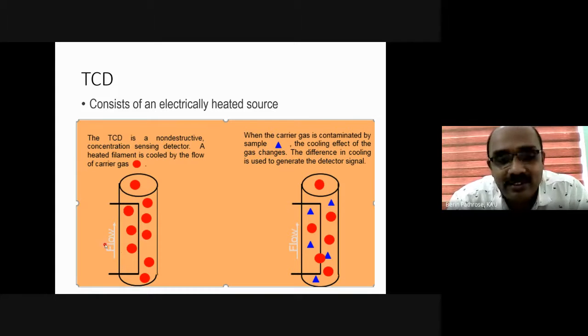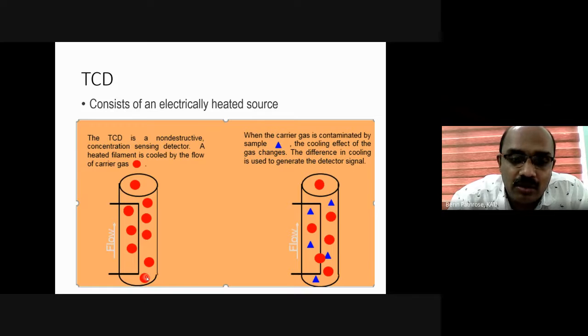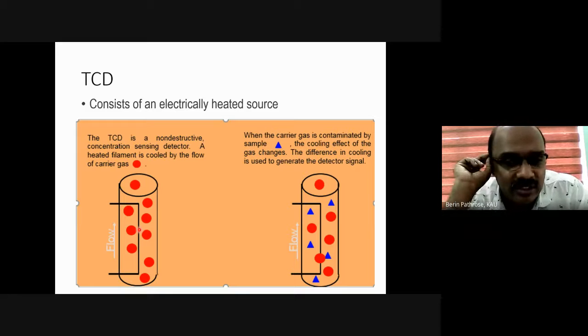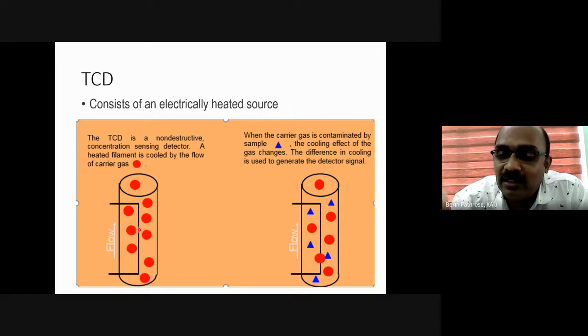It will be heated. There will be a heated filament, you can see, and these reddish dots that you see are the flow of the carrier gas over it. So once the carrier gas is flowing over the heated filament, it will cool the filament to an extent. You might have studied in physics that depending upon the temperature, the conductivity of the metal changes. Yes or no?